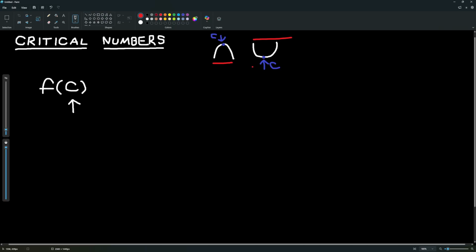So if it's a minimum or a maximum, then we know that the point c is a critical number of f. However, the converse is not true. Just because a critical number exists doesn't mean that there's a relative maximum or minimum at that point. For instance, just on the graph.